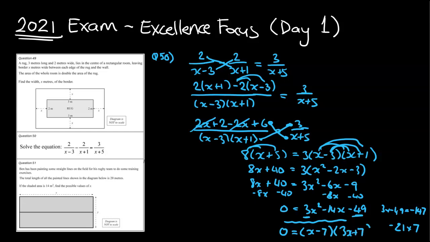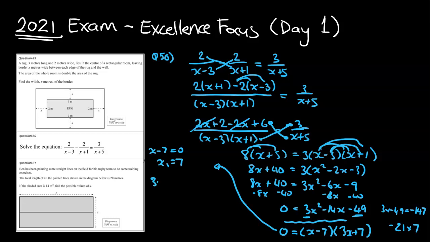And the leftovers was 3x plus 7. So I've got my factors. I now need to split those into the two equations, and we're going to look to solve. So we're just going to scoot on in this direction here. My first answer, x minus 7 is equal to 0, so x1 will be equal to positive 7.